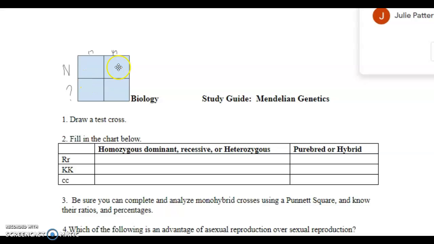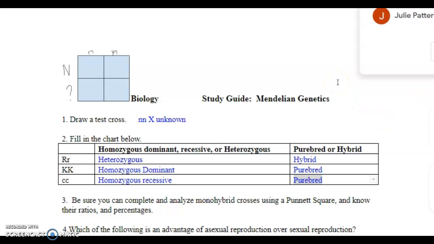So this is what a Punnett square for a test cross will look like. We're going to have a recessive parent. Always have to have a recessive parent. And then we have to have a parent that's showing the dominant trait, but we don't know if that parent is homozygous or heterozygous. So that's what it would look like if we had to write it out. It would look like little n times unknown. And that would be a test cross.